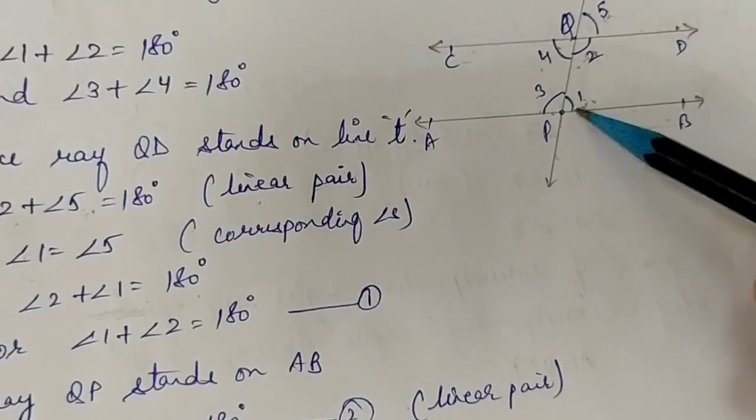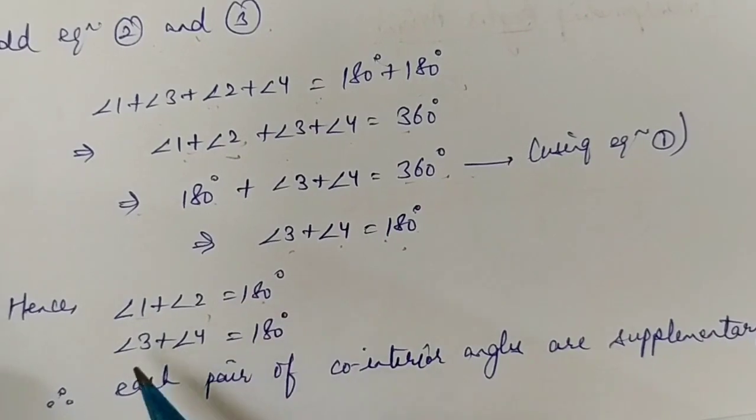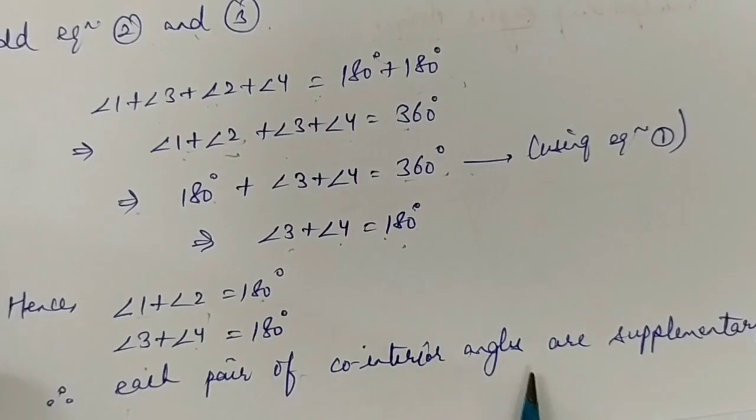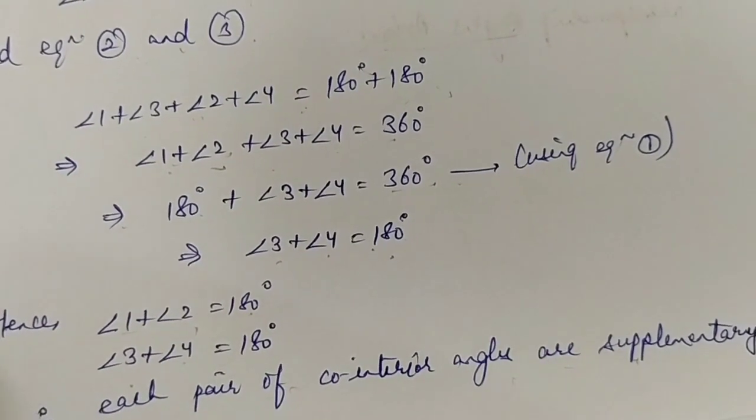So both the co-interior angles are proved as supplementary. Hence angle 1 plus angle 2 is equal to 180 degrees, angle 3 plus angle 4 is equal to 180 degrees. Therefore each pair of co-interior angles is supplementary. Okay, this is the proof for theorem 6.4.